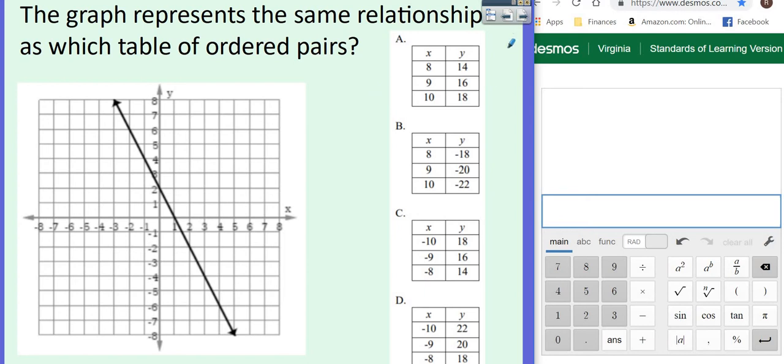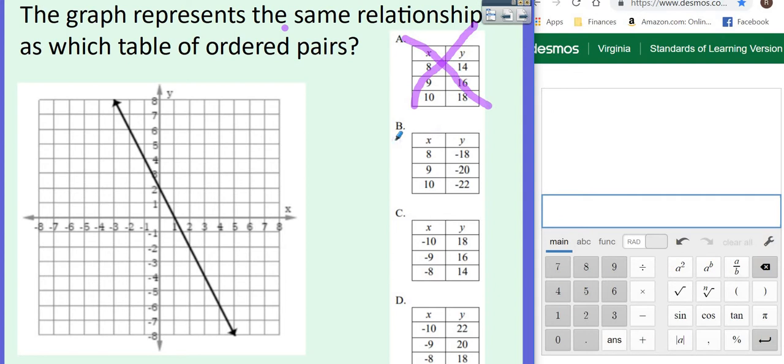Personally, what I would do is I'd go ahead and just graph points and see what works and what doesn't. So I'm going to start with A and go to 8, 14, which is way up here somewhere, which is definitely not on my line. So let's go ahead and just put an X through that.